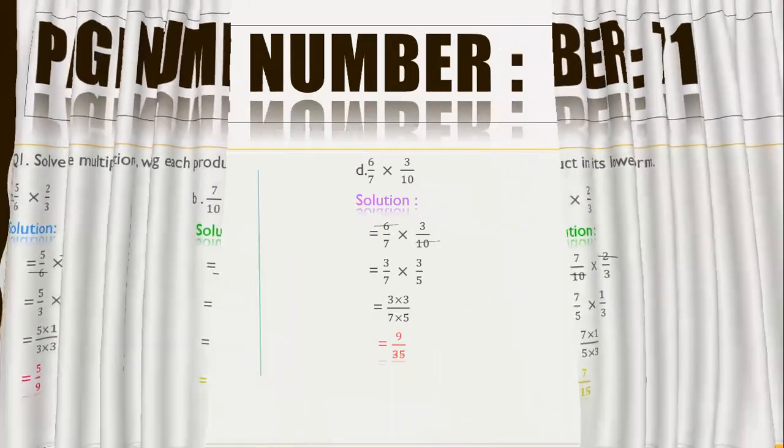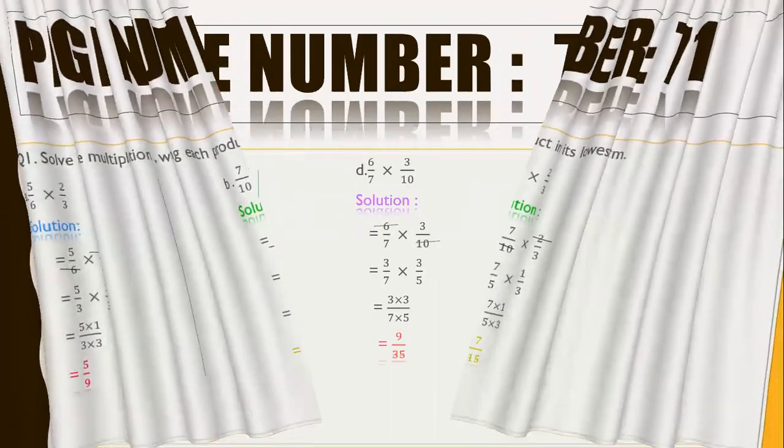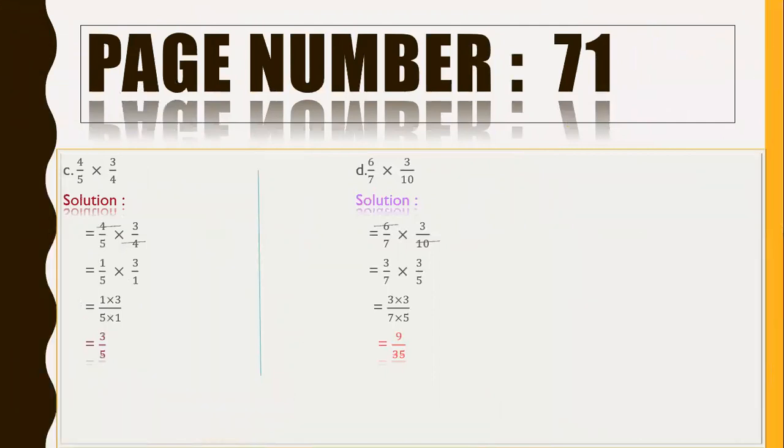Part C is 4 over 5 multiplied by 3 over 4, and we can easily cancel 4 with 4 because one 4 is in the numerator and the other is in the denominator. The new fractions after the cancellation become 1 over 5 multiplied by 3 over 1, and 3 over 5 is our required answer. Part D is 6 over 7 multiplied by 3 over 10.